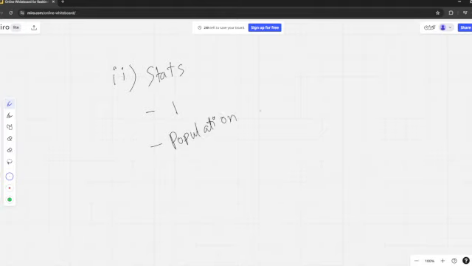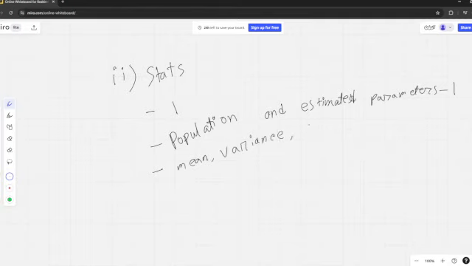Then we will move on to the population and the estimated parameters. It will take us a single video. We will discuss the whole thing in detail, and then we will learn about calculating the mean, the variance, and then we will cover the standard deviation.